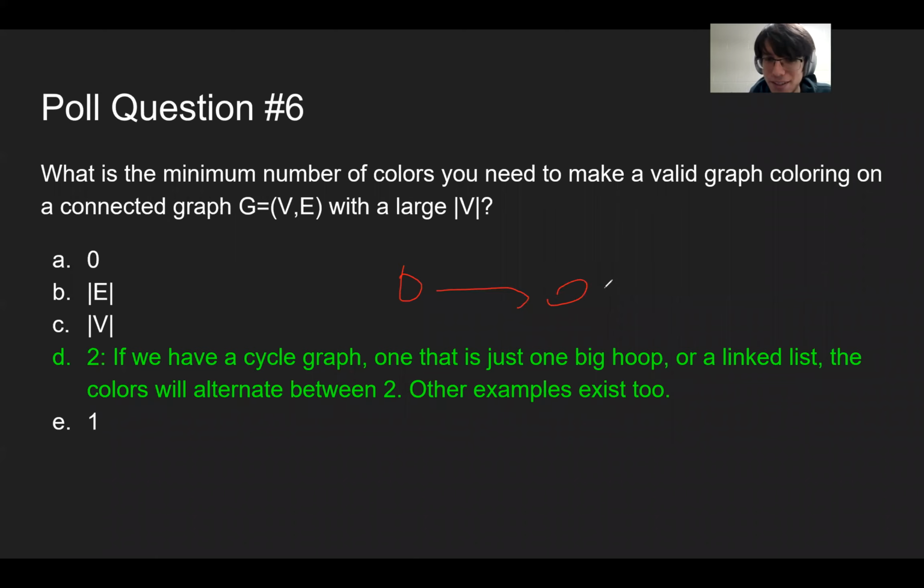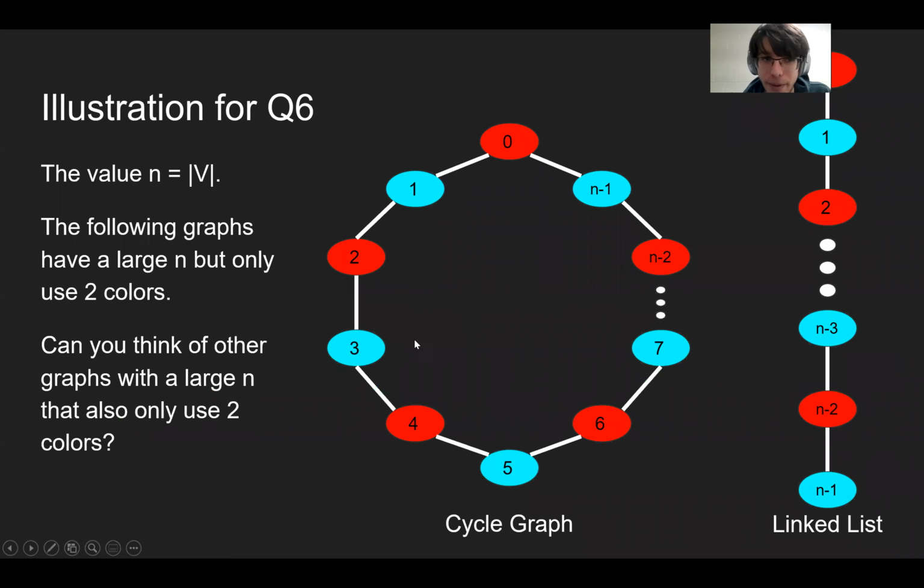If it's something like this, of course, I can choose red, then I choose blue, and I choose red, and then I choose blue. And you go down the line and you only need 2. And this is what it might look like. So maybe you can try and think of another example with a large N that only uses 2 colors. Even though there's a large number of vertices, still only 2 colors are necessary in some cases, like these.